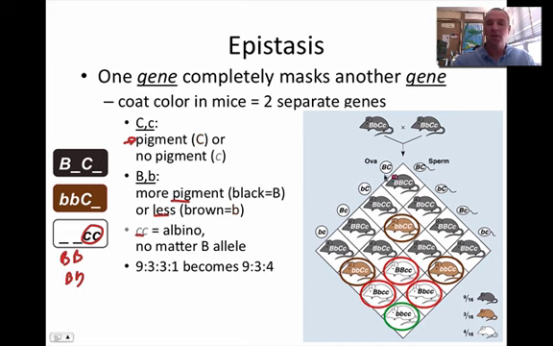So if you look over here in this cross, if you cross two heterozygote individuals, we would expect a 9:3:3:1 ratio, with 9 being black, 3 being one color, 3 being a different color, maybe brown, and 1 being albino. Well, actually what you get is a 9:3:4 ratio, with 9 being black, 3 being brown, and 4 being albino. So it eliminates one of the phenotypes because it ends up masking it.